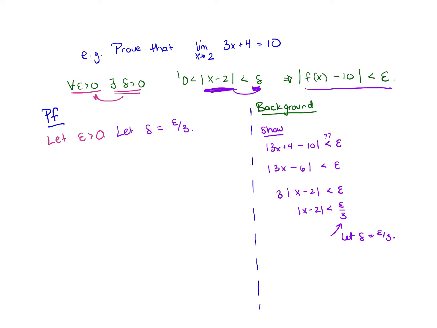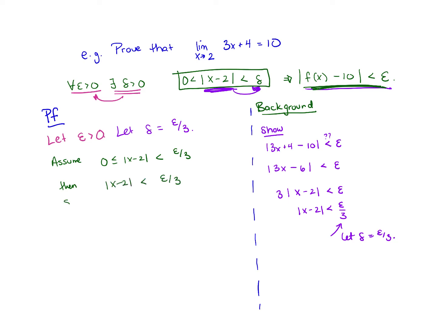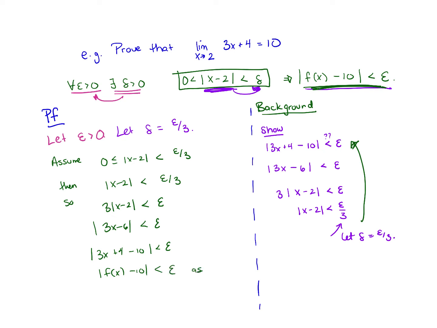And now I'm trying to prove this if-then, so I'm allowed to assume my if. So I can assume that the absolute value of x minus 2 is less than epsilon over 3. Then I'm trying to prove that f of x minus 10 is less than epsilon. So let's see if we can do out that algebra. So I get that x minus 2 is less than epsilon over 3. We're basically going to follow all of our steps in the background work backwards. 3 times x minus 2 is less than epsilon. 3x minus 6 is less than epsilon. 3x plus 4 minus 10 is less than epsilon. So my f of x minus 10 is less than epsilon as needed.